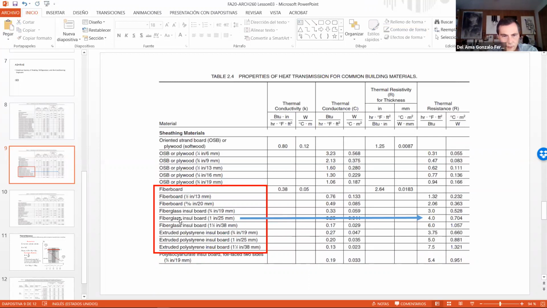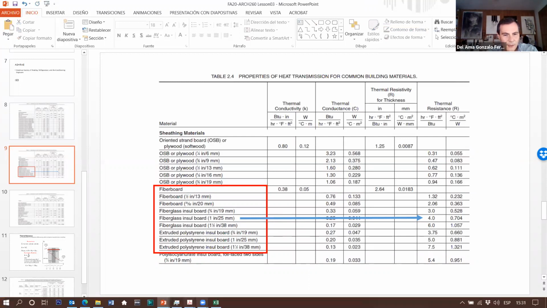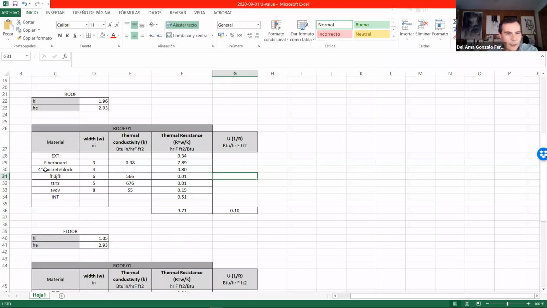Okay, a 1 inch fiberglass board, the thermal resistance is 4. So that means that if we use 6 inches, the thermal resistance is 24. If we use 10 inches, the thermal resistance is 40. So what happens if here I use fiberglass and the thermal resistance is 40? We have 10 inches.